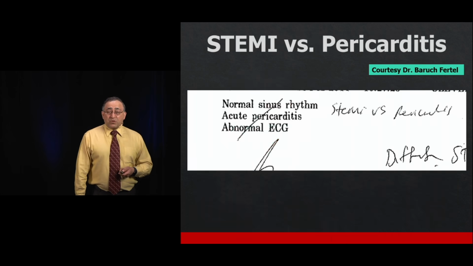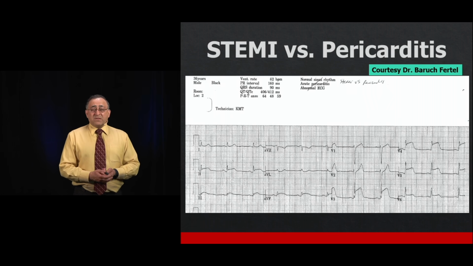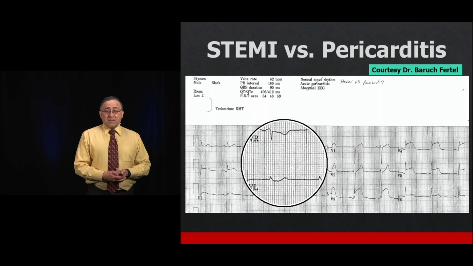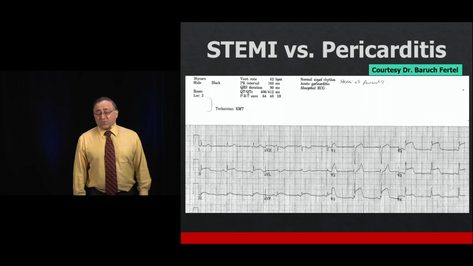By the way, another clue when you look at this EKG, if you're trying to figure out whether this is STEMI or pericarditis, step number 1, look for ST depression. And AVL has ST depression, you're done. You really wouldn't need to look any further.